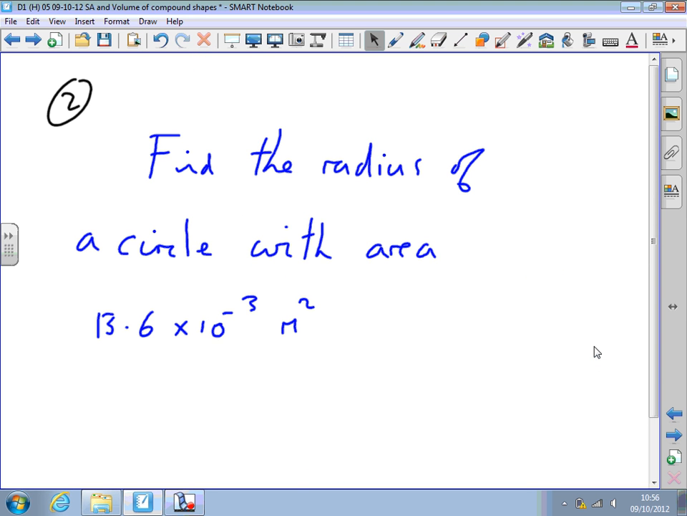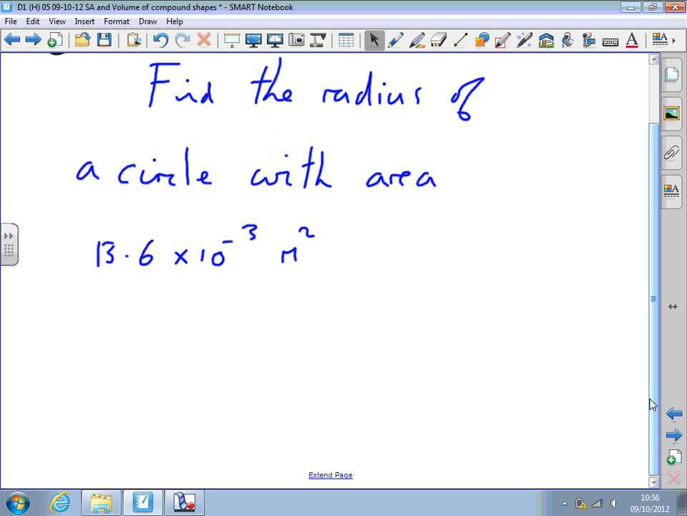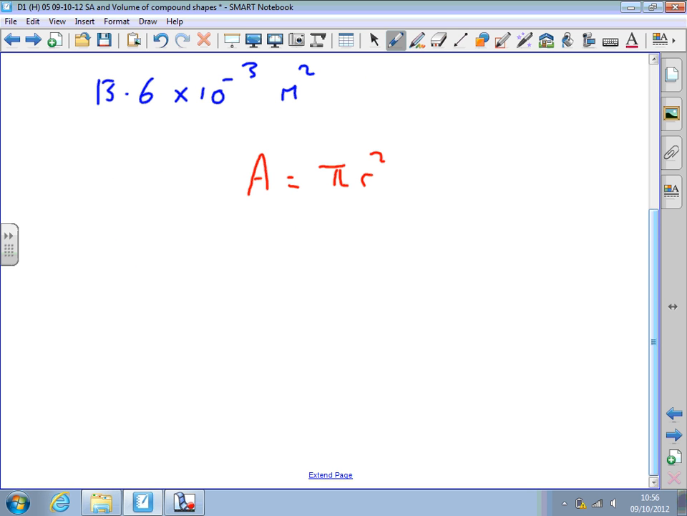Number 2, a bit more involved. Find the radius of a circle with an area of this. Well, I need to remember the formula for the area of a circle. It's pi r squared. So I've got to rearrange that for r. The radius is being squared and then times by pi. So what's the first thing to get rid of? The last thing that was done, it was multiplied by pi, so divide by pi. So divide both sides by pi. And we're left with that.